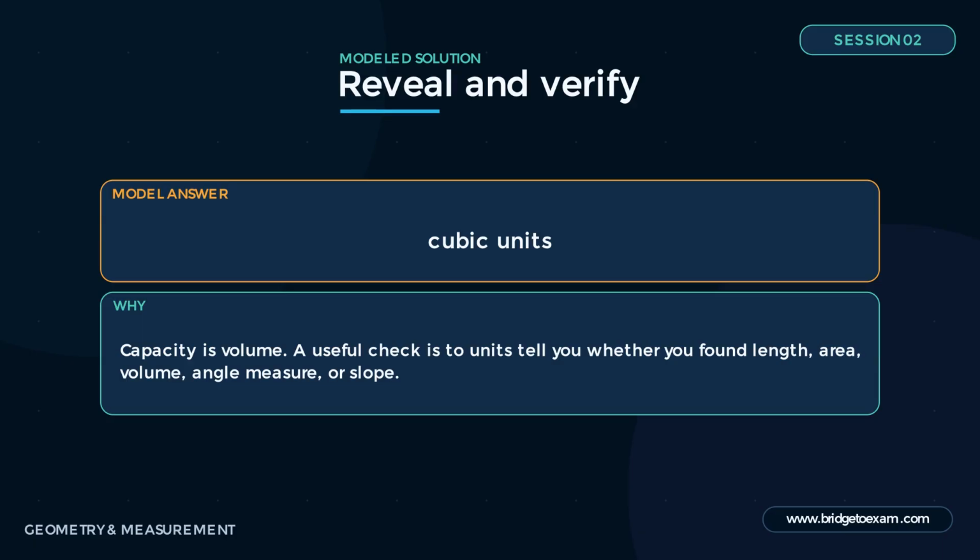Capacity is volume. A useful check is that units tell you whether you found length, area, volume, angle measure, or slope. Use this coaching check as well. If the number looks reasonable but the unit type is wrong, treat the answer as wrong and revisit the formula.